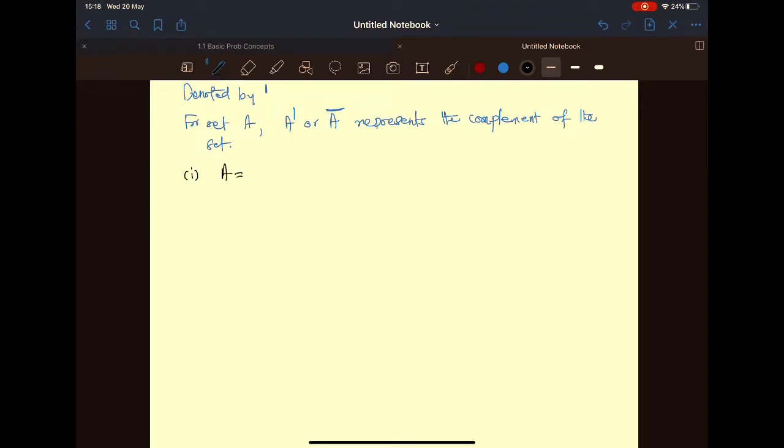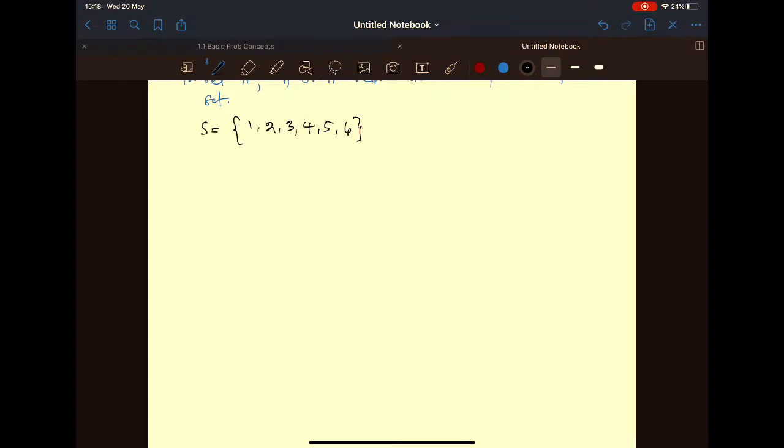So A is the event of rolling an odd number for the 6-sided die. To help us better see what we are doing, we can first write the sample space from the test, which is the set of numbers from 1 to 6. Also, event A is odd numbers. So the odd numbers in the set are 1, 3, and 5.